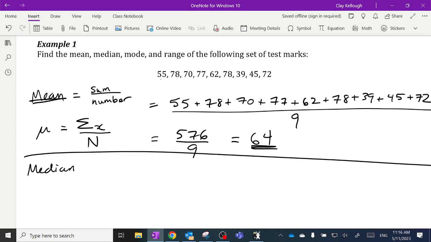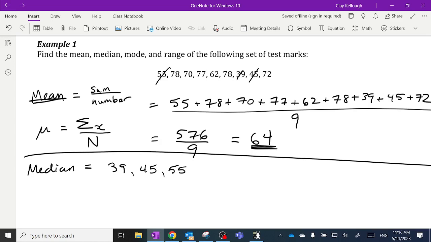How do you do median? You line them all up from smallest to biggest or biggest to smallest. I'll go smallest to biggest. Here's how I do this. I start by going, okay, what's the smallest number in my data set? 39. Write it down. Any more 30s? Nope. Any in the 40s? Yep, 45. Any in the 50s? Yep, 55.